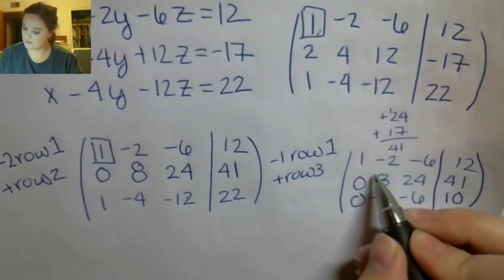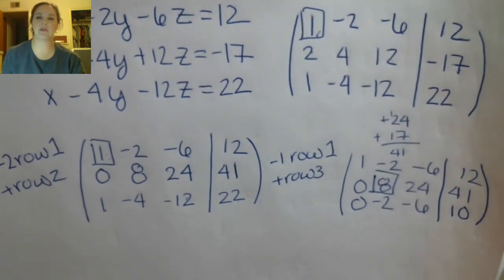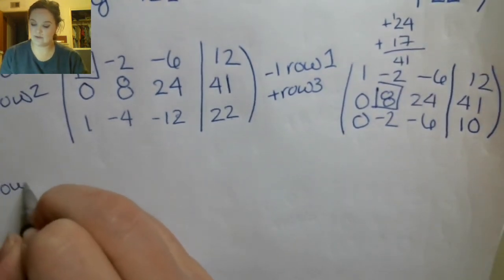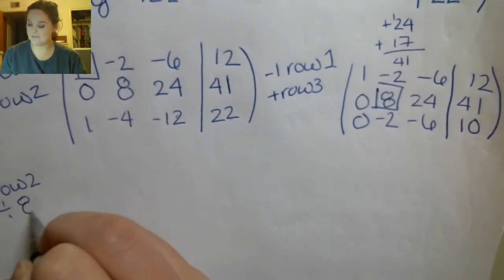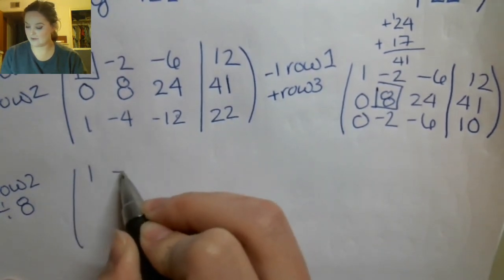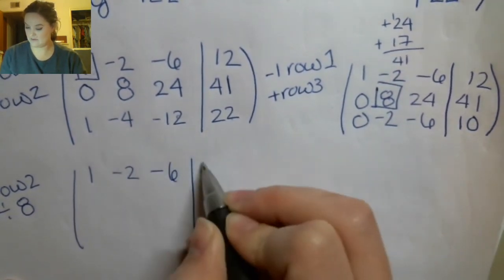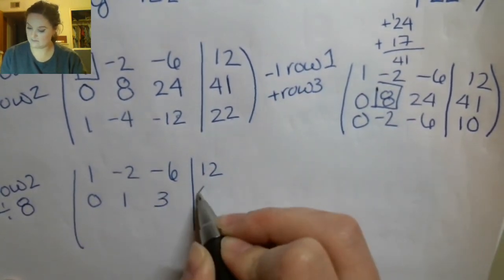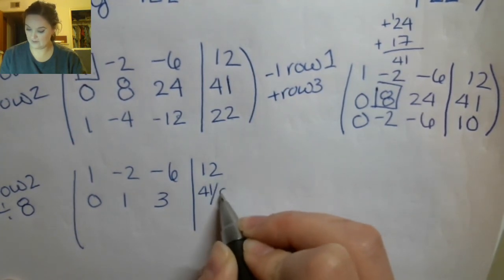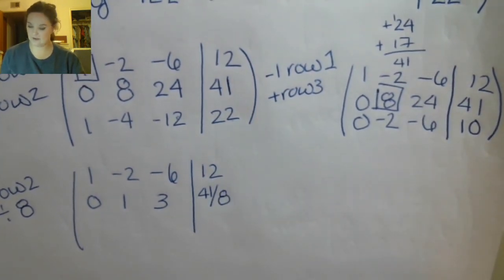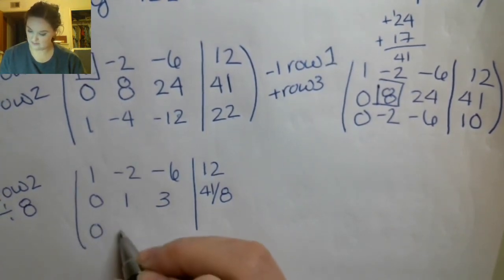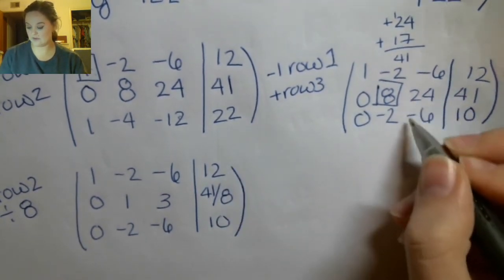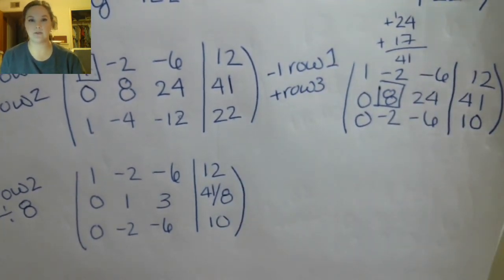I'm going to move on to my next diagonal entry, and I'm going to use division to make this a 1. Okay. So I'm going to do row 2 divided by 8. Copy my first row. And then I'm going to divide by 8. Okay, now we are going to get a fraction here, but that's okay. Okay, alternatively, we could have switched these two rows and then divided by -2 if we wanted to.